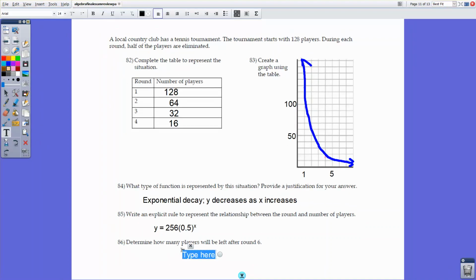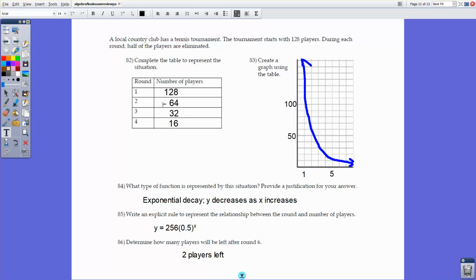It actually would be 64, 32, 16, and then 8. Because after round 6, there's technically 2 players left after round 6. I believe the way they've worded this function, which is unclear, they mean after the round is played, how many players are remaining.